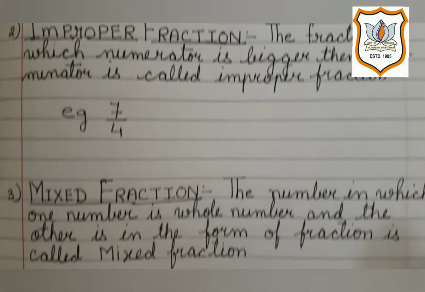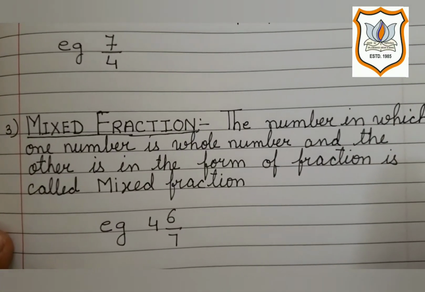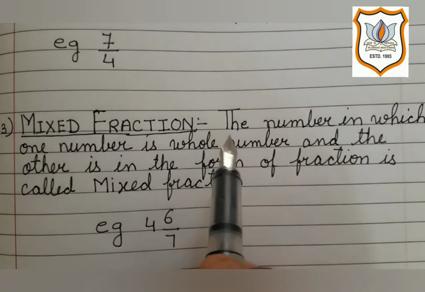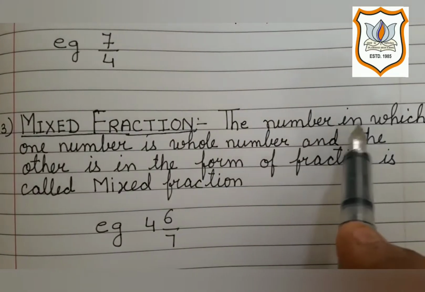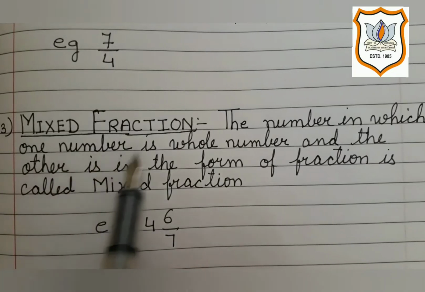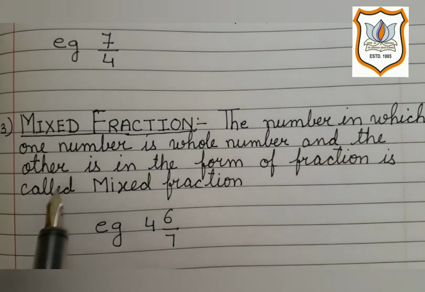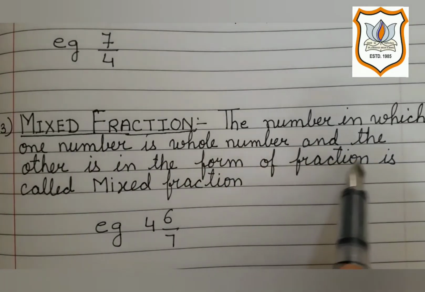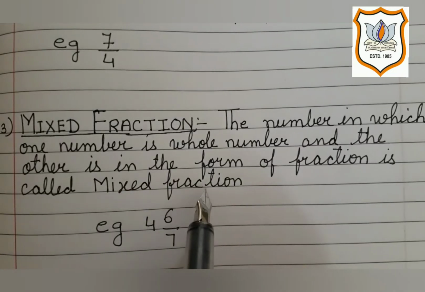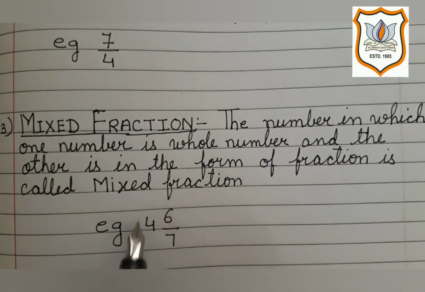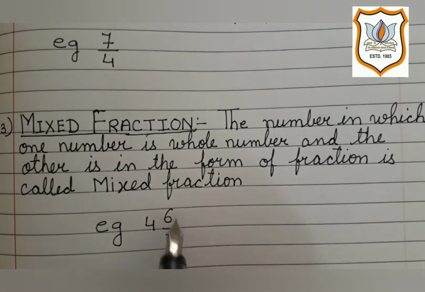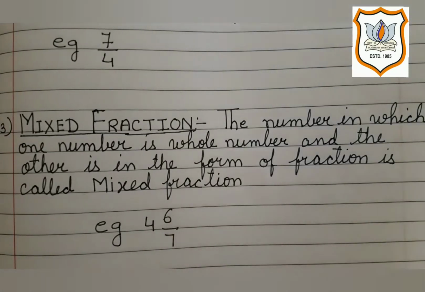Now our third type of fraction is mixed fraction. What is mixed fraction? The number in which one part is a whole number and the other is in the form of fraction is called mixed fraction. Example, 4 6 upon 7. This 4 6 upon 7 is a mixed fraction. In this mixed fraction, 4 is a whole number and 6 upon 7 is a fraction.